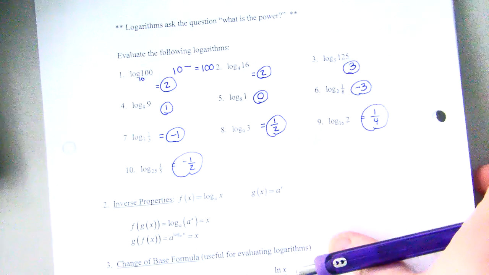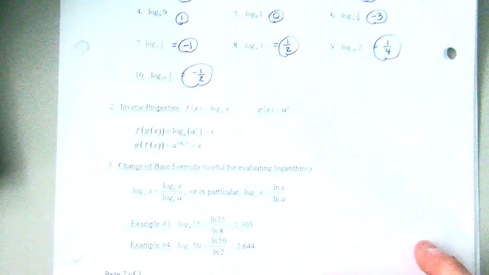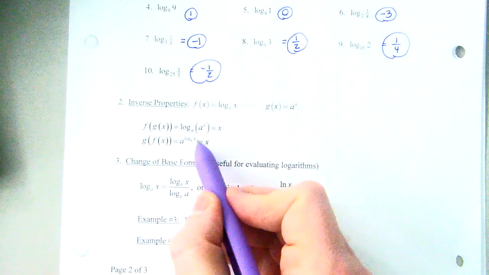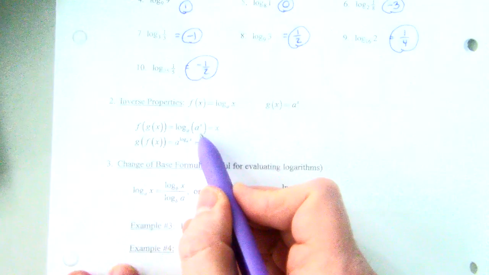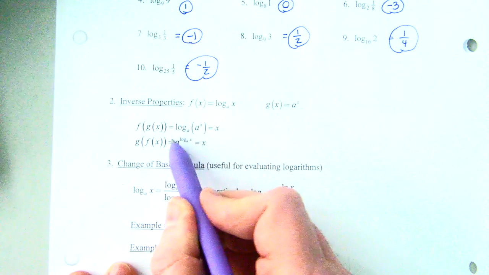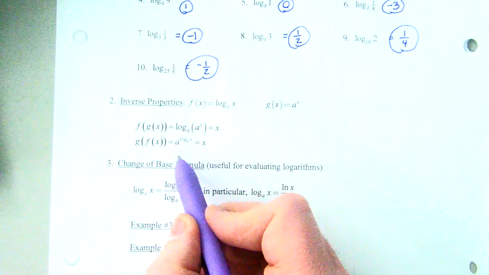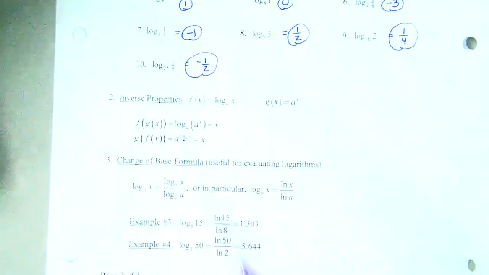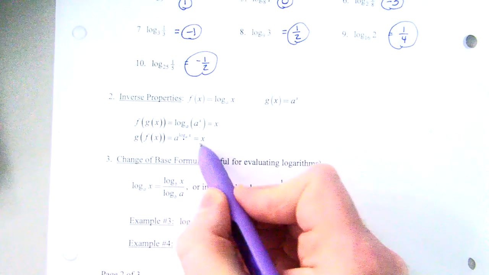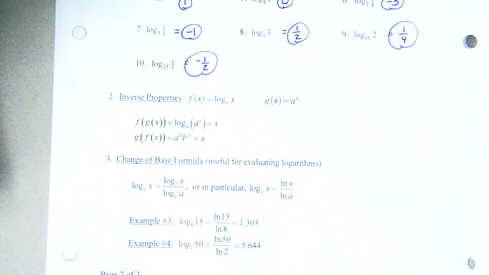The whole point is these things are inverses. Exponential functions and logarithmic functions are inverses. So if you put an exponential function inside a log, the log and the exponential, they cancel. If you put a log in the exponent of an exponential function, the exponential and the log, they cancel. You're just going to get an x out of that. You learned the change of base formula back in Algebra 2.